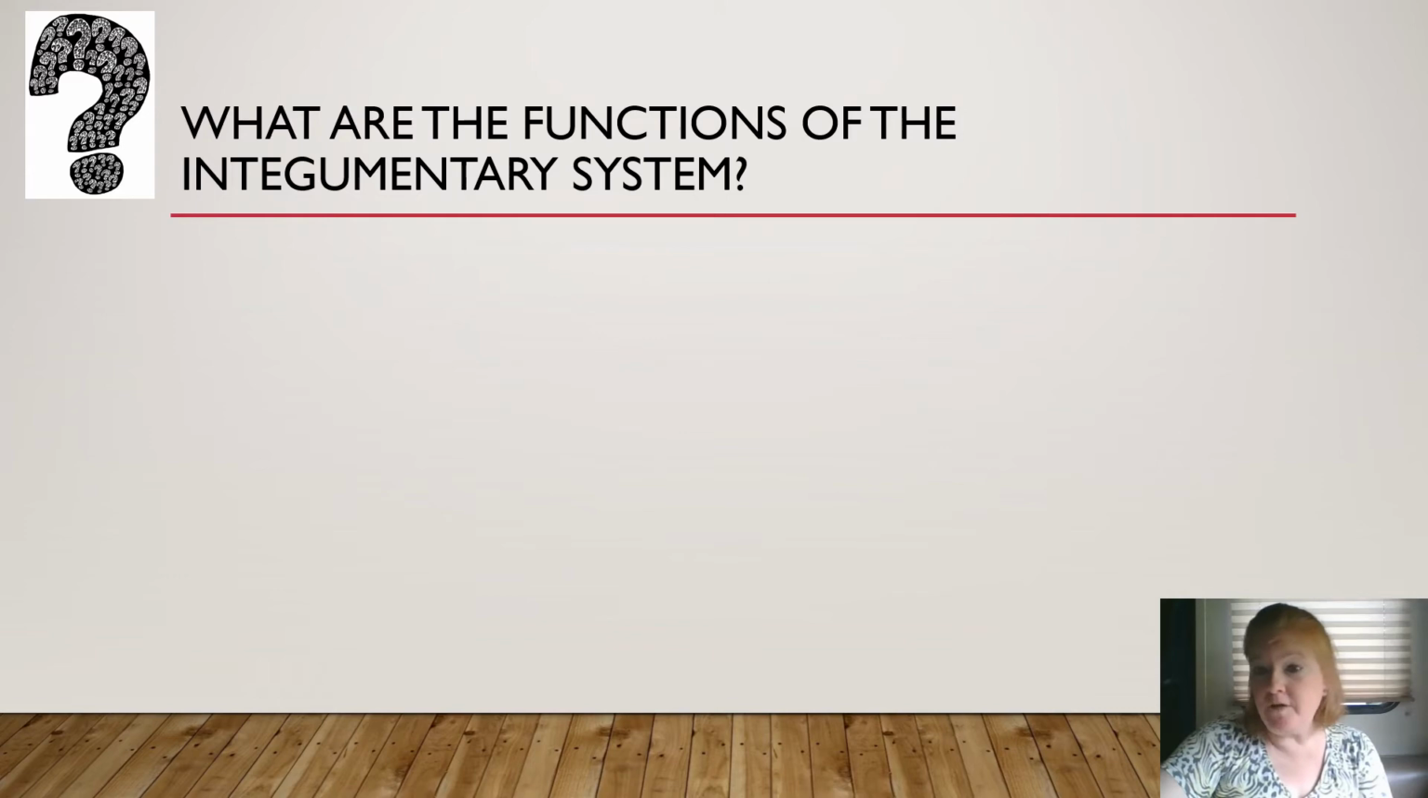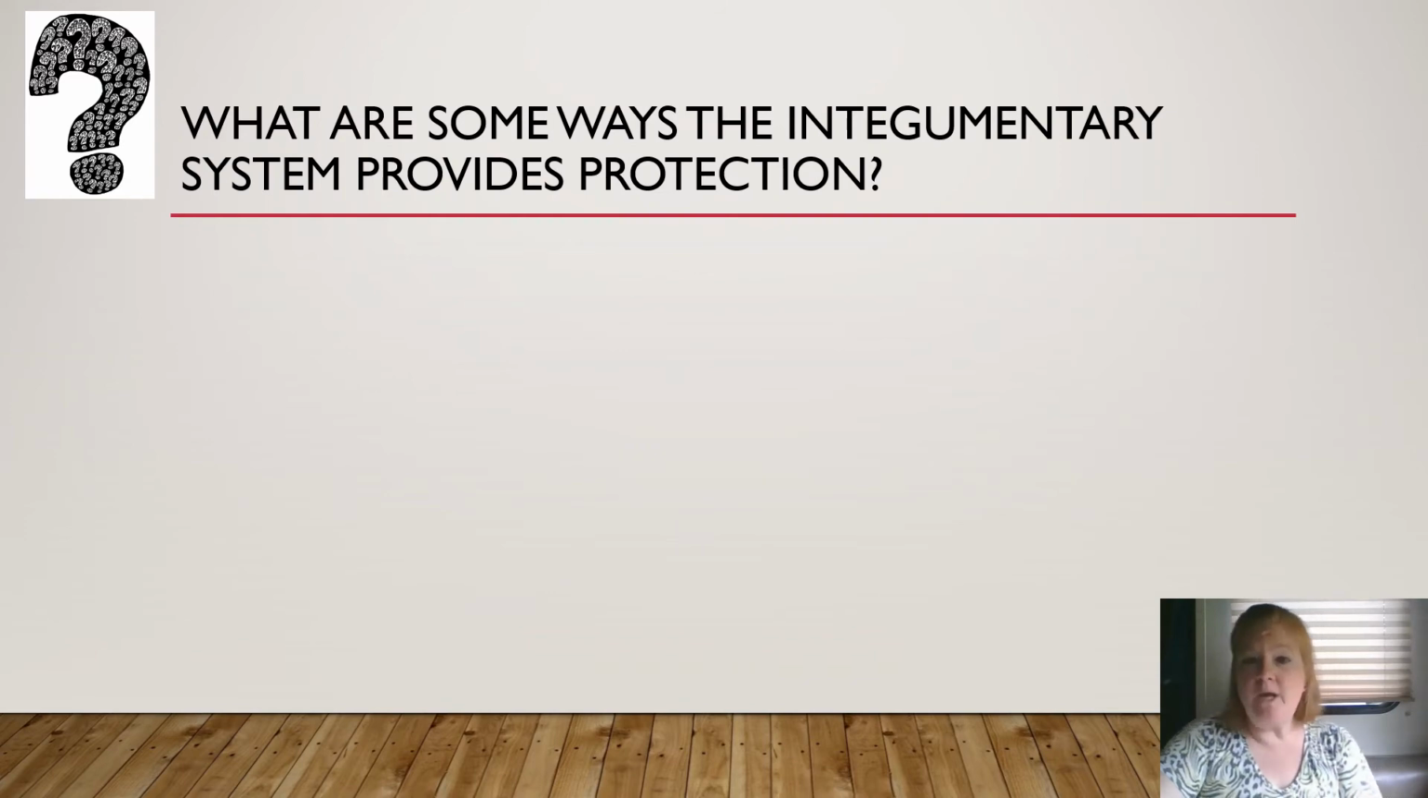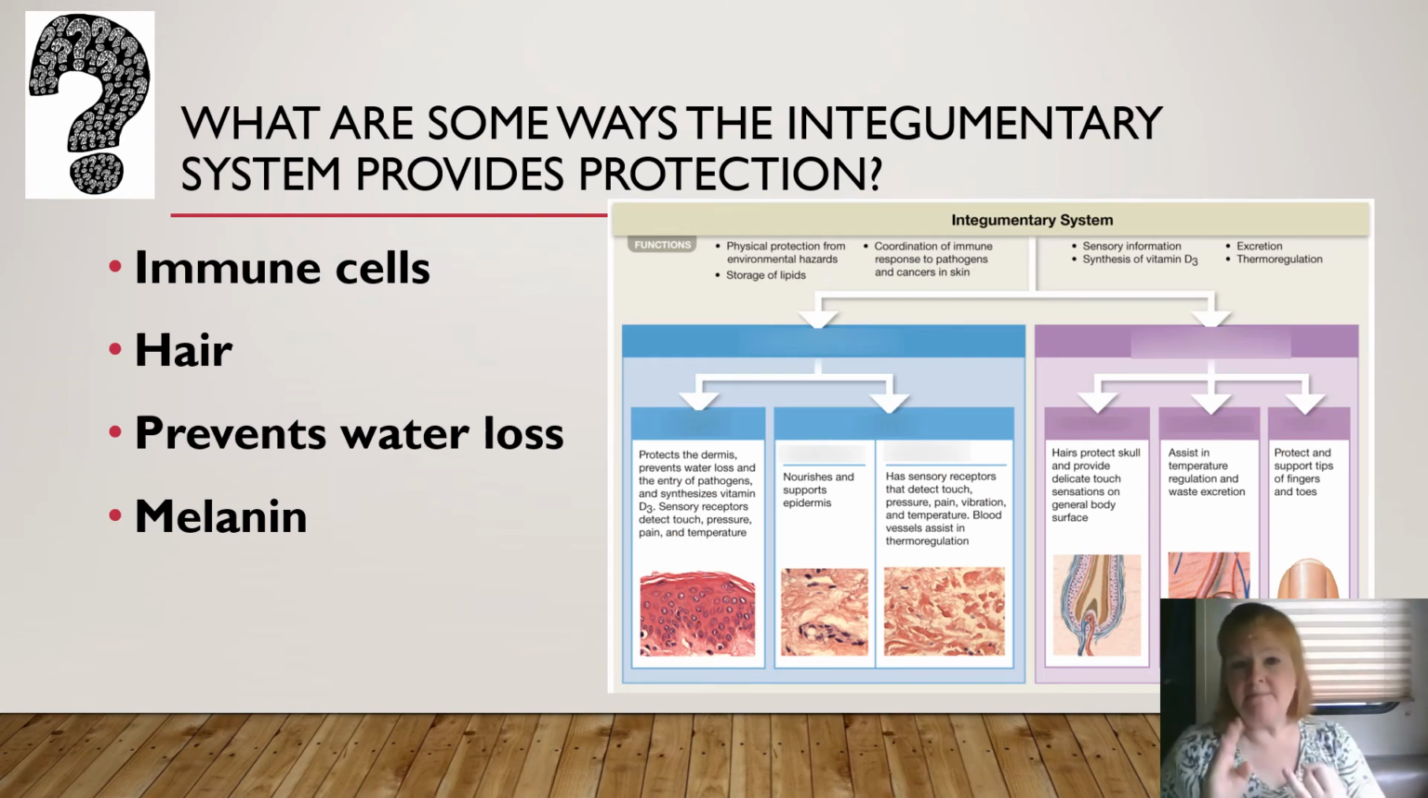All right, so what are the functions of the integumentary system? Do you remember some of them? So secretion, protection, excretion, sensation, storage of fat, vitamin D synthesis, helping to regulate our body temperature, a whole lot. So our integumentary system, our integument is vital. What are some ways the integumentary system provides protection? So do you remember there were quite a few ways specifically mentioned for protection? Immune cells, hair, preventing water loss and dehydration, also melanin, right? UV protection.